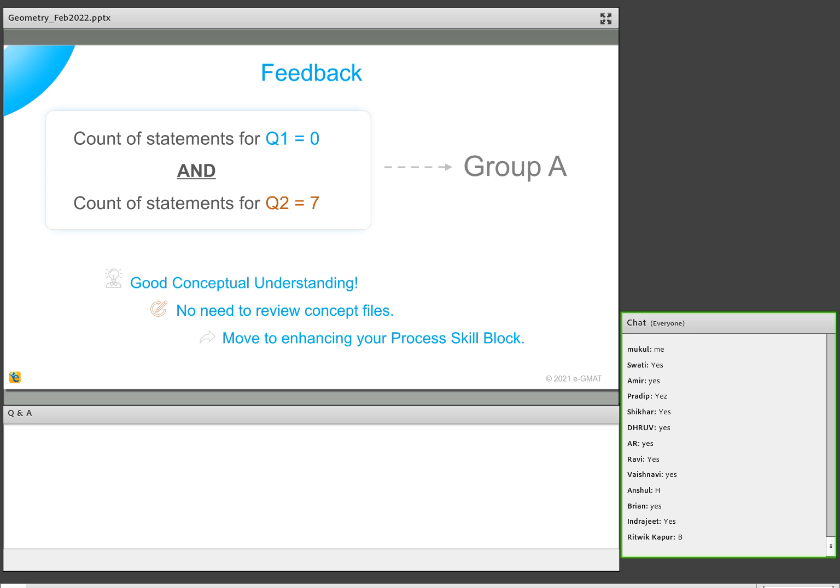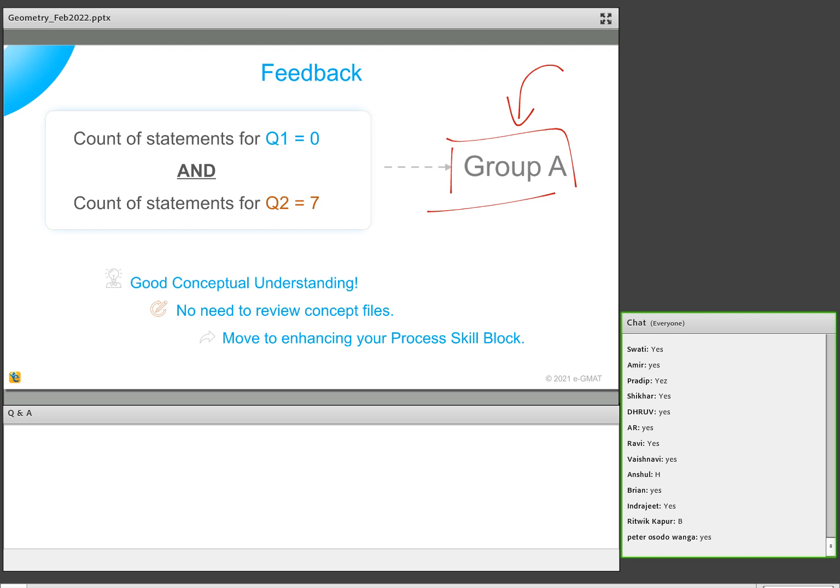So why am I saying this? Because this is feedback on your current conceptual ability. So if you are in group A, you guys are already rock solid in quadrilaterals. I won't say all of geometry, but today's discussion, you guys are rock solid in all things quadrilaterals. If you are an e-GMAT student, you typically do not have to go through the concept files. You can move directly to the next set of activities, that is process skill. Even if you're not an e-GMAT student, this means that you can prioritize your time elsewhere. You don't have to spend that much time going through these concepts because you're crystal clear on it. That's feedback for you, for everybody here.